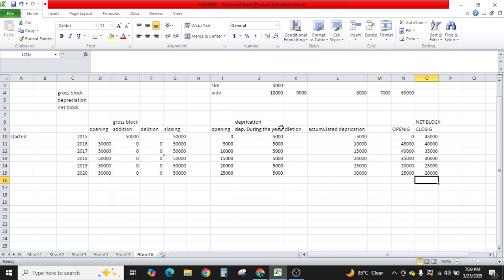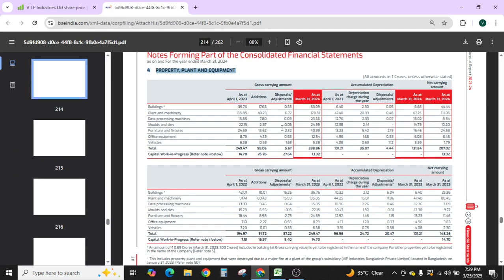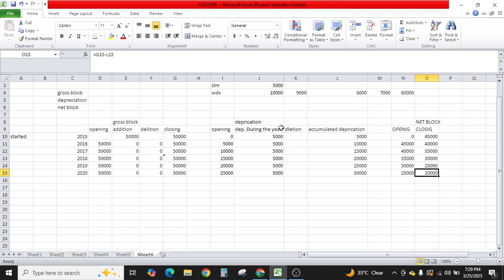In the balance sheet, as we have seen in the PPE, the fourth footnote, the same things will go into the balance sheet line item. So these things are very important. Now we will see a real-life company.